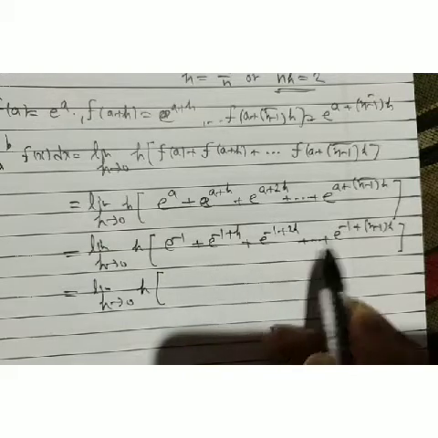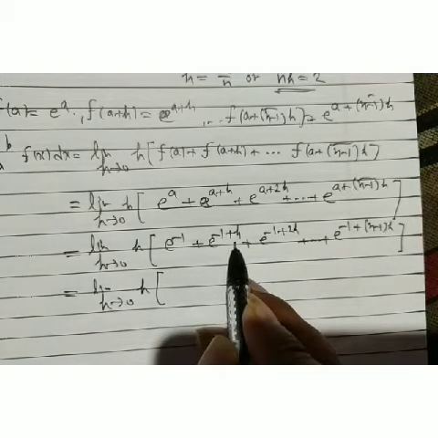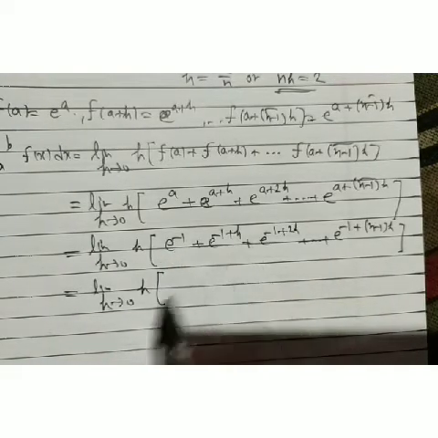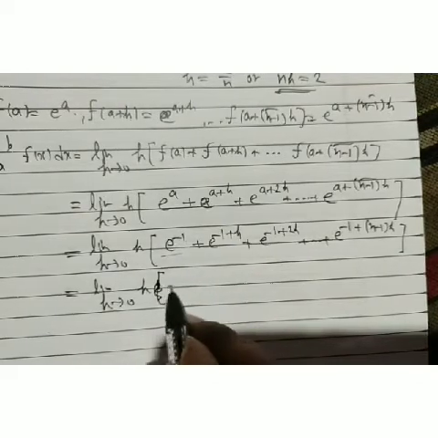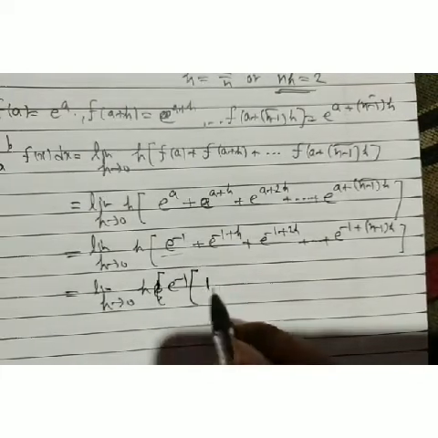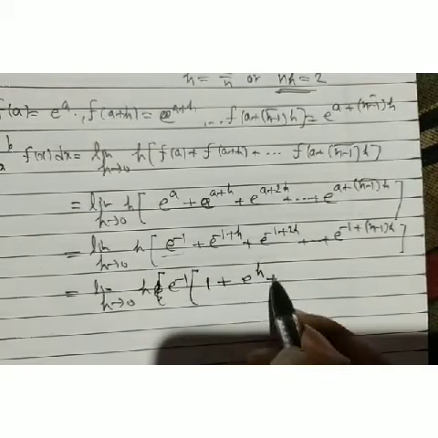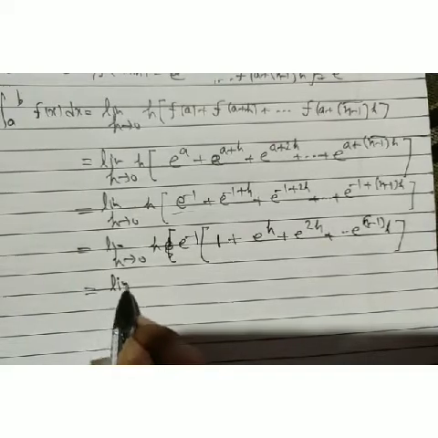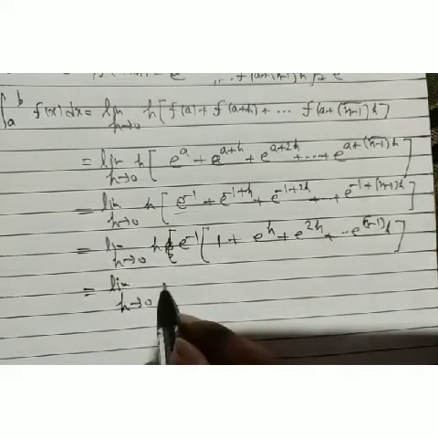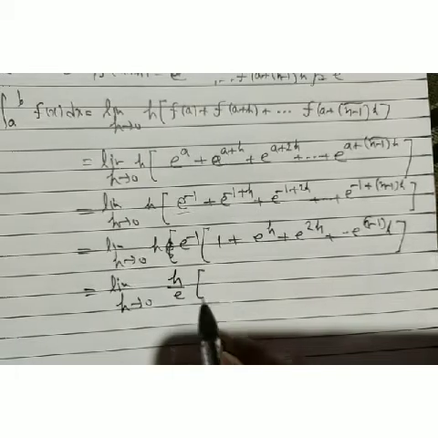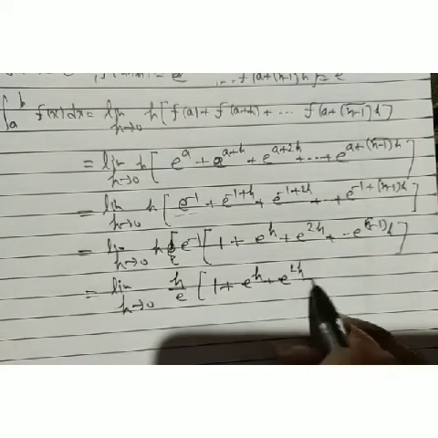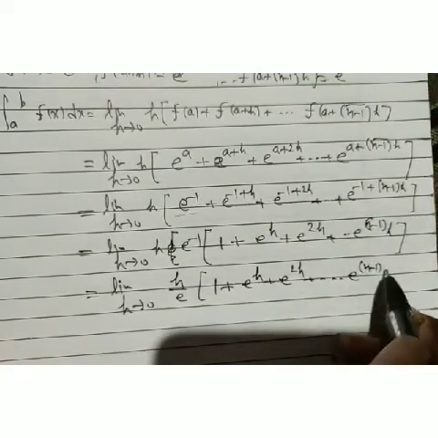How can we represent it? It is 1 by e plus 1 by e to the power h and so on. If we take e to the power minus 1 common, then what do we have? We have 1 plus e to the power h plus e to the power 2h plus e to the power (n minus 1)h. Now our limit as h tends to 0, we have h upon e, and here we have 1 plus e to the power h plus e to the power 2h plus up to e to the power (n minus 1)h.